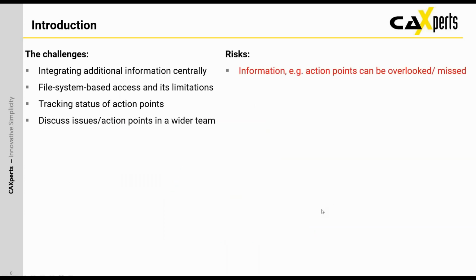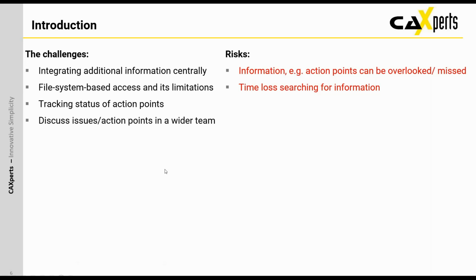First of all, integrating additional information centrally for models. Information, for example action points, could easily be overlooked or missed depending on where it is located, for example in a file system-based access with all its limitations. So what are the risks here? Time loss searching for information, maybe missing out some information because it was placed in a different folder, or the folder structures are not being kept, or similar.